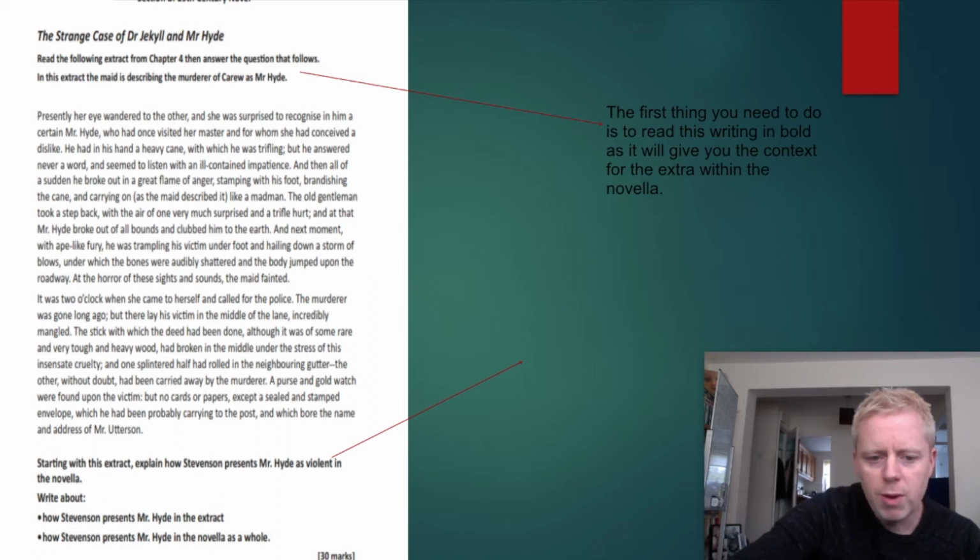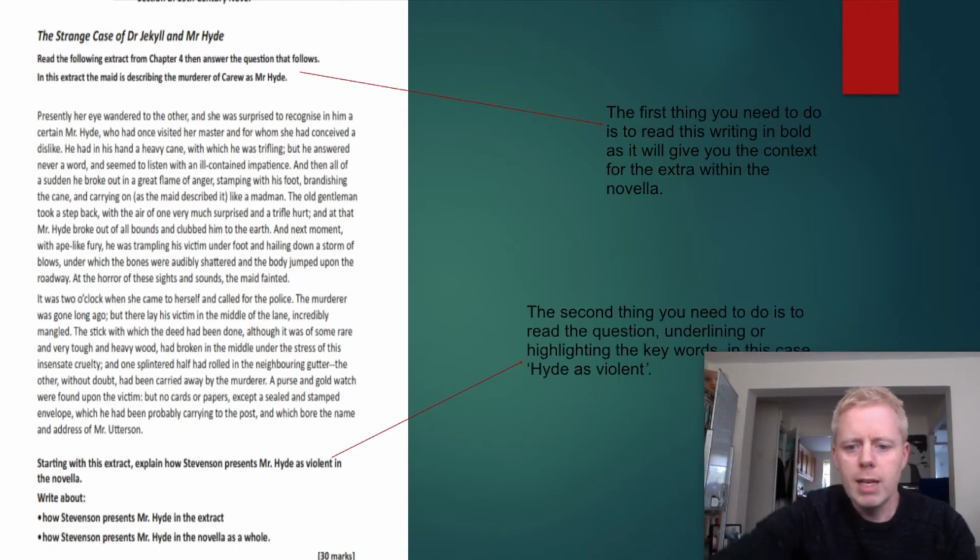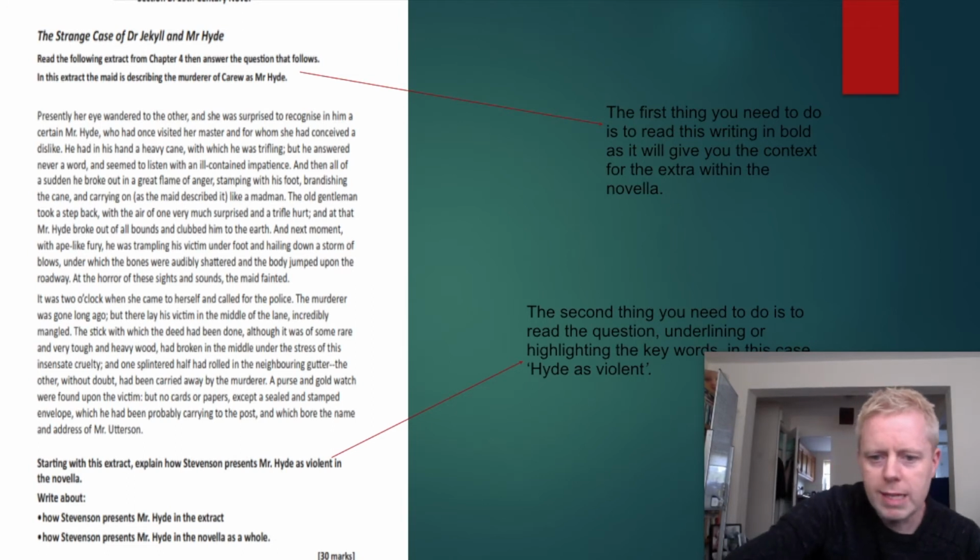Every single thing you write must relate to Mr. Hyde and his representation, and Mr. Hyde as violent. Yeah, I've covered up a few words there, never mind. The second thing you need to do is to read the question, underlining or highlighting the key words. So I'd highlight or underline Mr. Hyde as violent. So I know I need to, in the extract, when I'm reading the extract, focus on anything that comes up in relation to Hyde as violent.